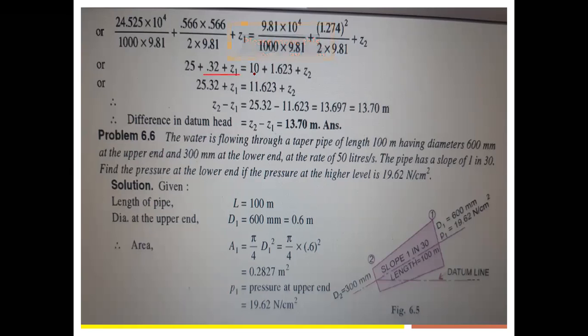So after the values come, Z1 and Z2. Now take Z2 on one side and Z1 on the other. Z2 minus Z1 is equal to 25 minus 11, that is equal to 13.67. 67 and 69, that is 70, so 13.70 meters. Now what is the difference in the datum line? Z2 minus Z1 is equal to 13.70, right?